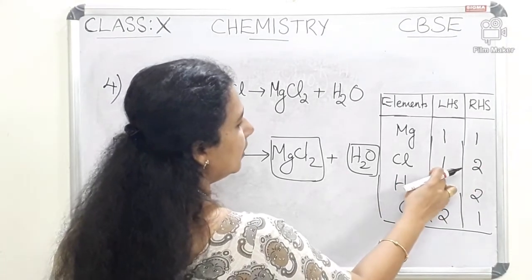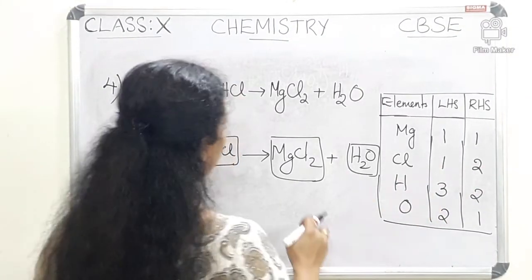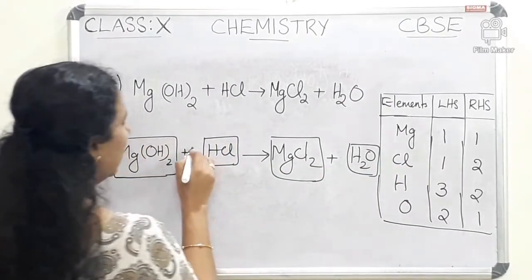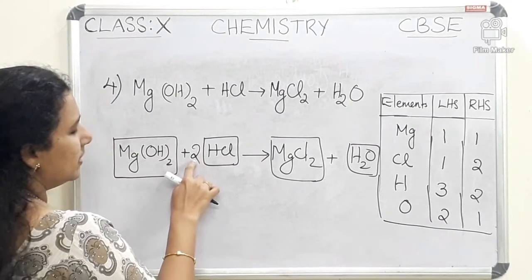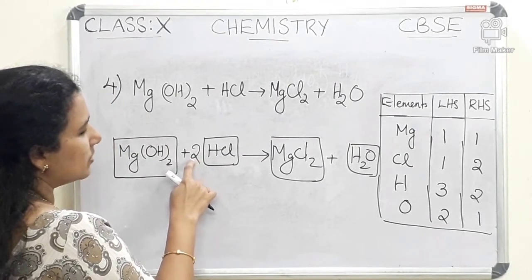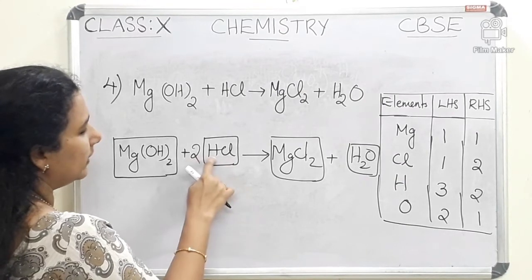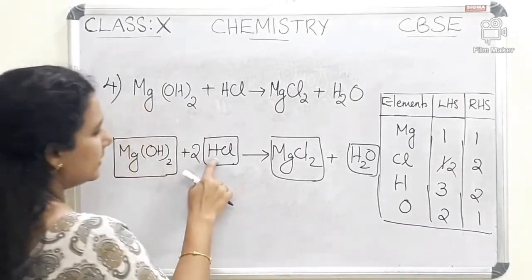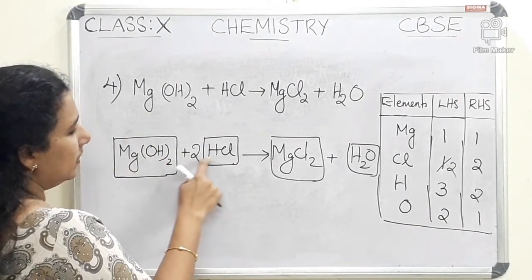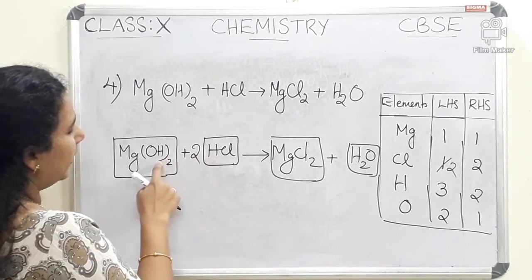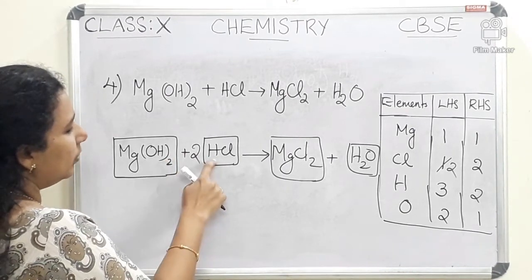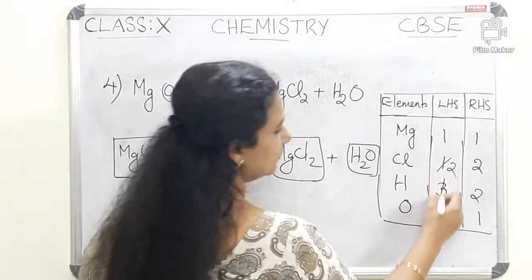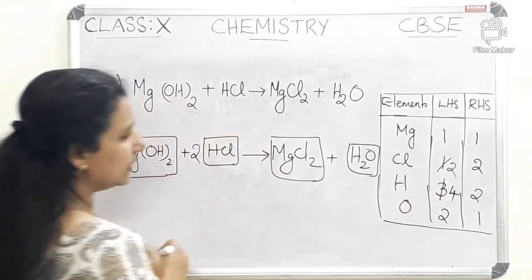We have to make LHS the same. So for making LHS 2, we have to add 2 here. That means adding this coefficient, this 2 is applicable to this chlorine and this hydrogen. Now chlorine atoms are 2, but there is a change in hydrogen. That means there are 2 hydrogen atoms and 2 hydrogen atoms here. Now there are 4 hydrogen atoms in the LHS.